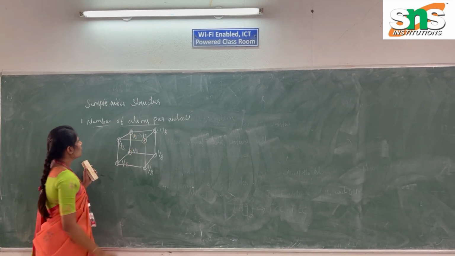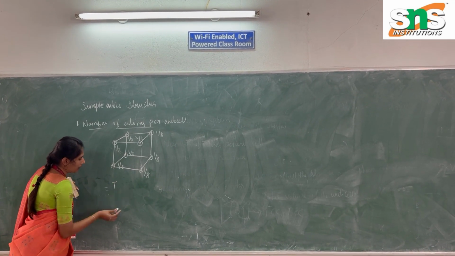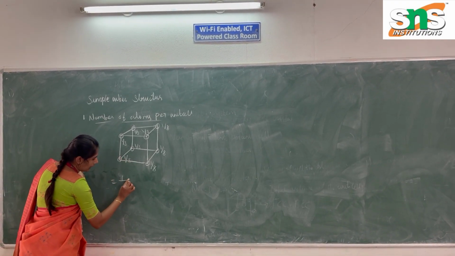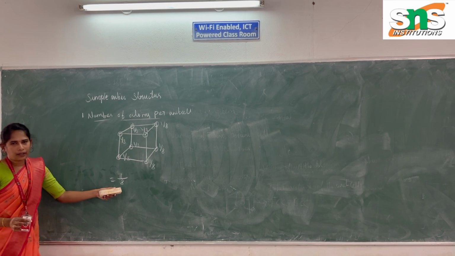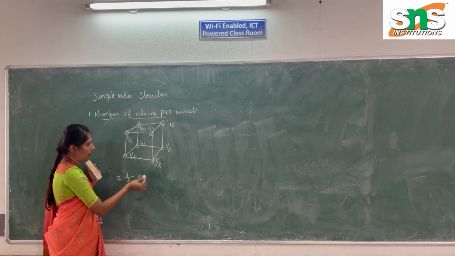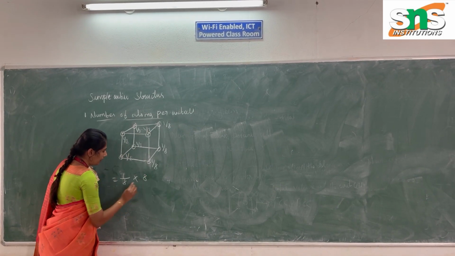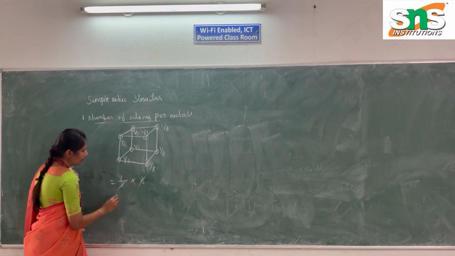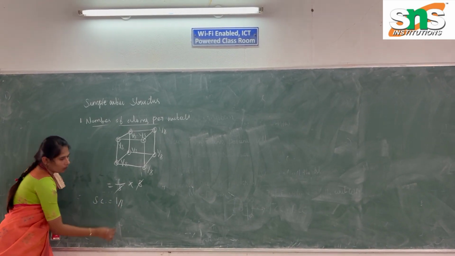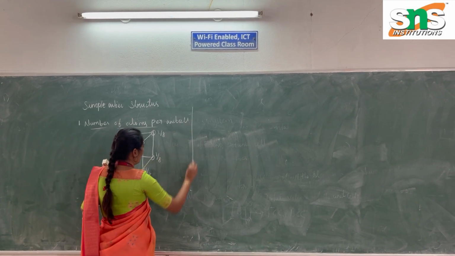So the number of atoms per unit cell formula is 1 by 8, since each atom is shared by 1 by 8 of the adjacent unit cell, into the total number of corner atoms, 1, 2, 3, 4, 5, 6, 7, 8, into 8. So calculating the value, the number of atoms per unit cell in the case of the simple cubic system is 1. Next is the coordination number.